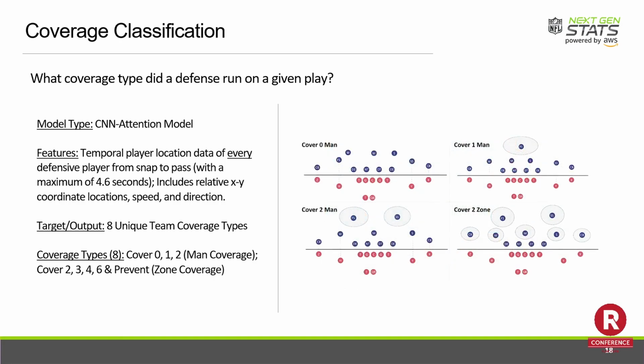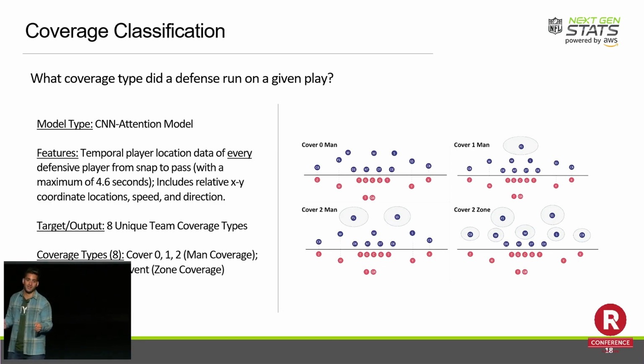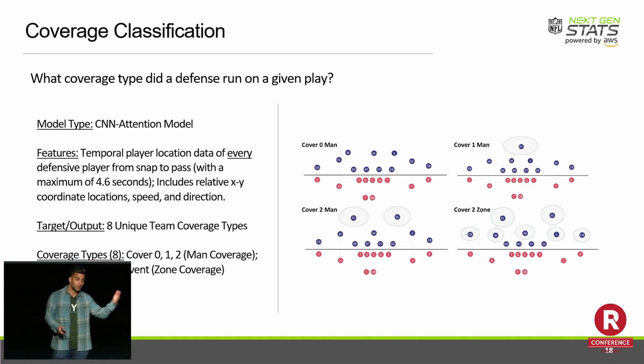On the right is a diagram of those man coverage, or the first 4 coverage types. So the top left is going to be cover 0 man. You can see that everybody is responsible for an eligible receiver. Cover 1 man, you're going to see a safety who's patrolling the middle of the field. Now you could imagine that the movements of the players will be representative of the play call. And so that's why we can take the play level player tracking data, take manual labels of saying that they're in cover 1, cover 2, and be able to train a model to find those patterns to identify those coverages.